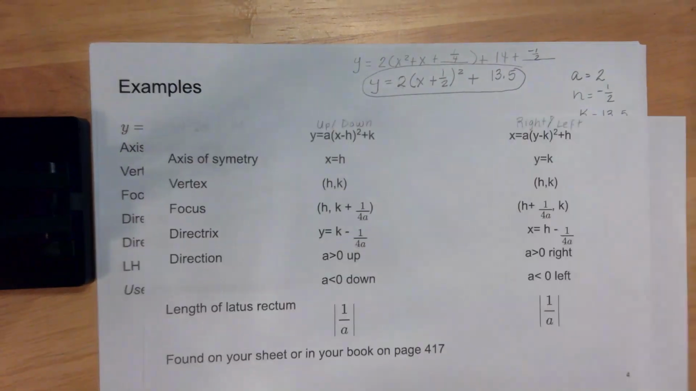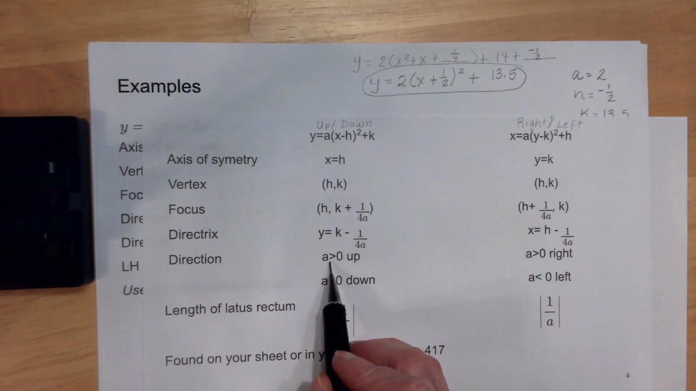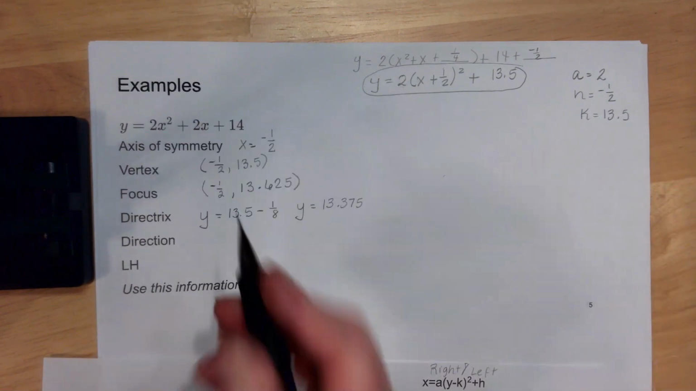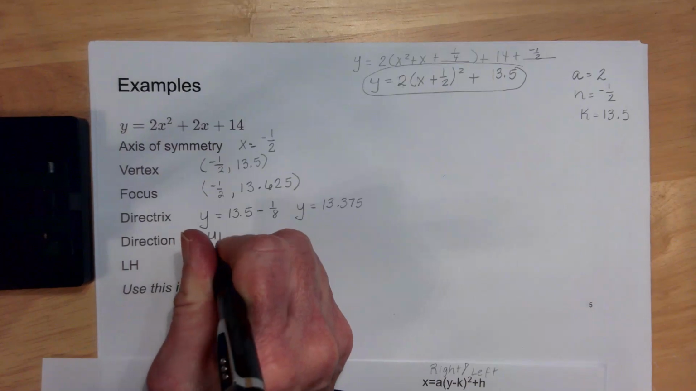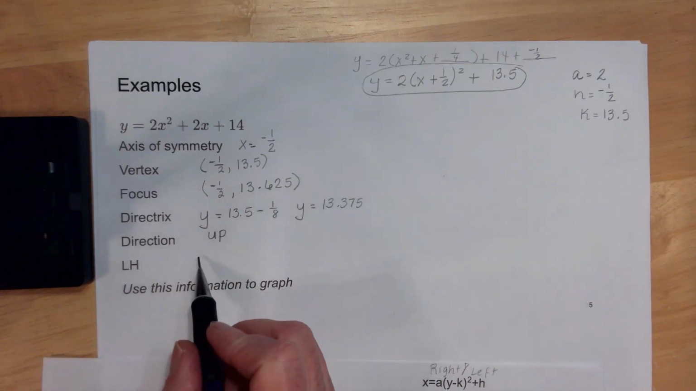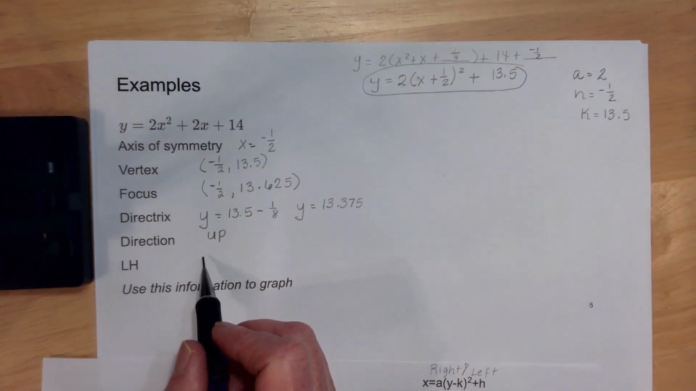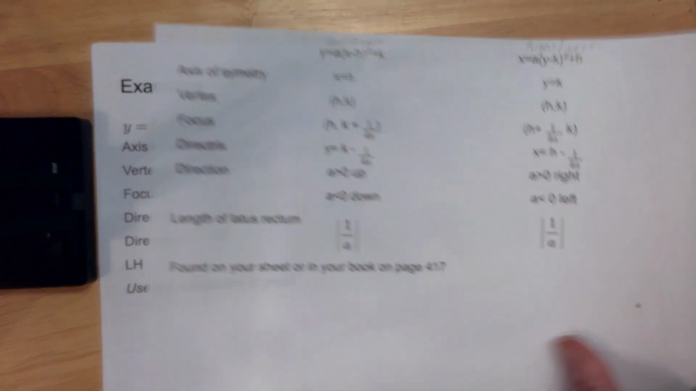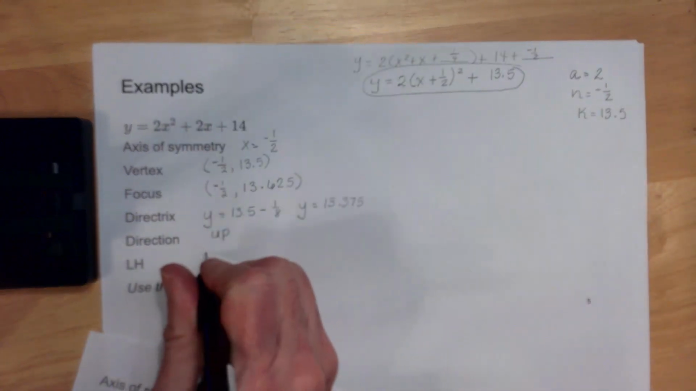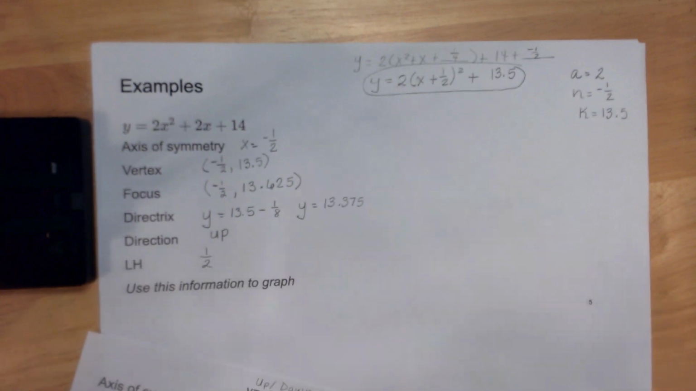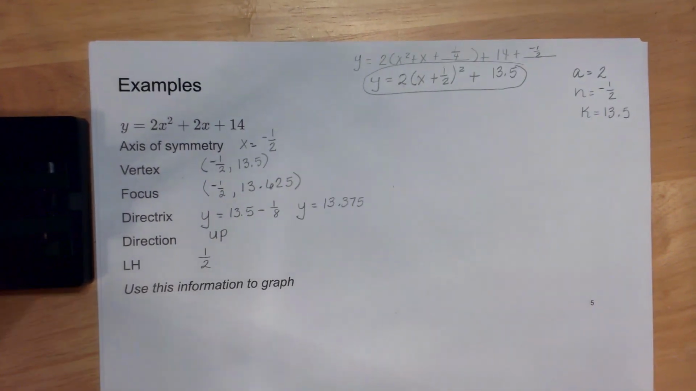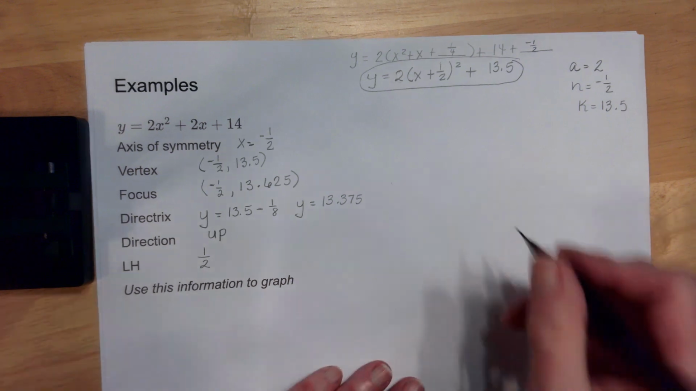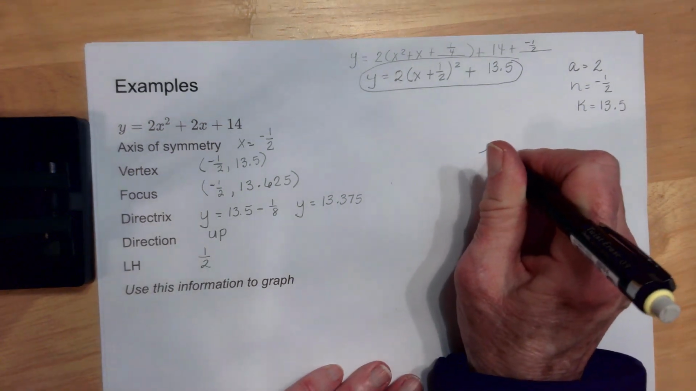Okay, the direction, my A is positive. So according to this, if A is greater than 0 or positive, it opens up. The length of the latus rectum, which in a minute is going to make more sense, is 1 over A, so it's 1/2. Okay, so now I'm going to use that information right there to graph this equation.